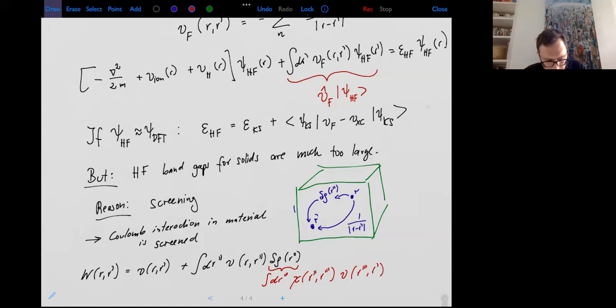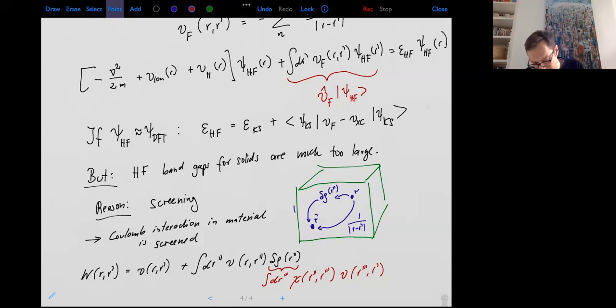So we put an electron here. This electron creates a potential, and then this potential results in a charge density delta rho, which when I use linear response theory, I can calculate through the so-called density response function chi. And then the polarization density in turn creates a potential that the second electron experiences. So this is how screening works.